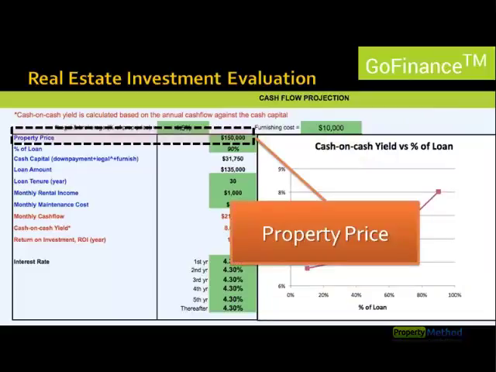The next input, property price. This is the price that we are willing to pay to the seller, or we can sometimes use this to double check the asking price offer from the seller. So here we will use 150,000 to check whether the asking price from Mr. Seller is a bargain or not.